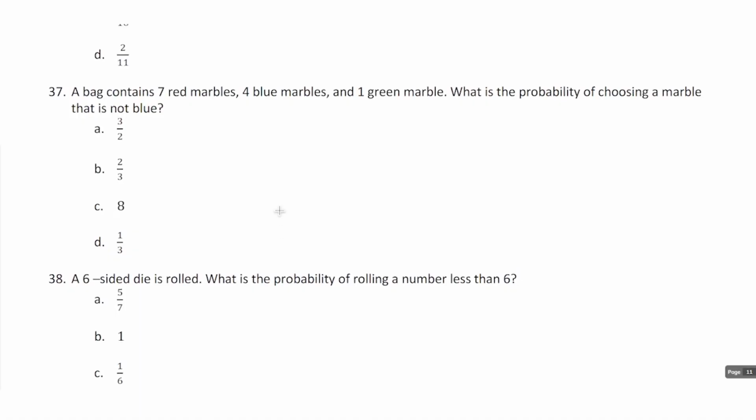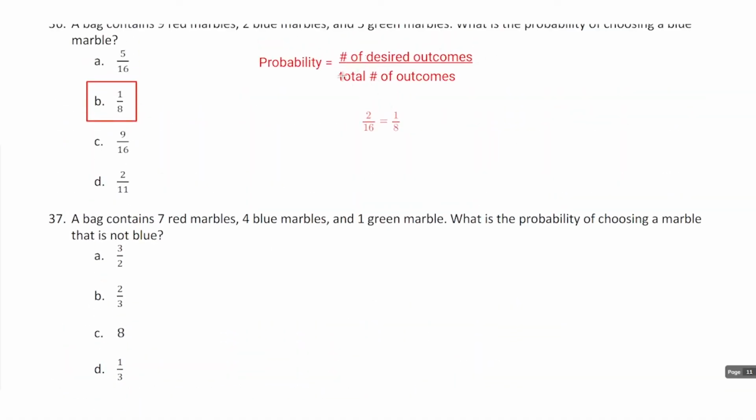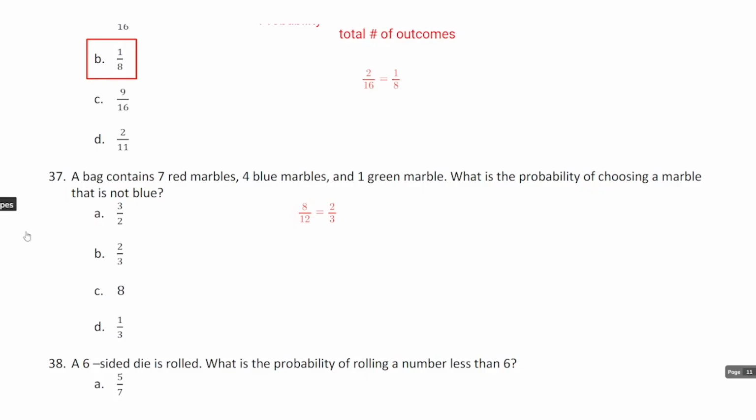Number 37 is a very similar problem, so I'll actually leave this up here so you can see it. This is asking for what is the probability of choosing a marble that's not blue? So the number of marbles that are not blue would be the red and the green. There's 7 red and 1 green, so that's a total of 8 not blue marbles. And the total number of marbles would be 7 and 4 is 11 plus 1 is 12. So it'd be 8 out of 12, which reduces to 2 out of 3. I divide both of those by 4. So our answer is B.